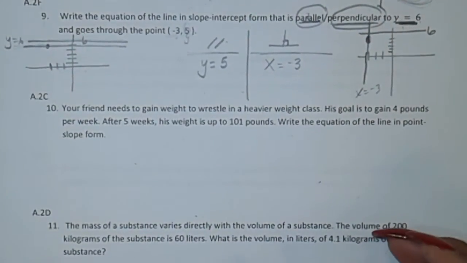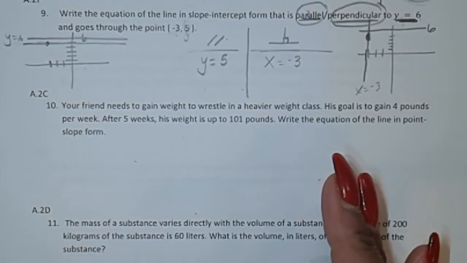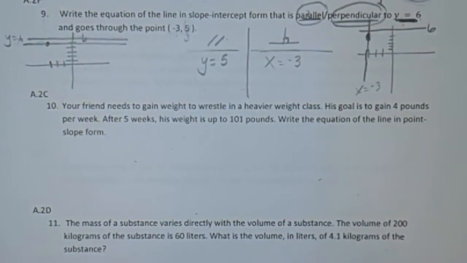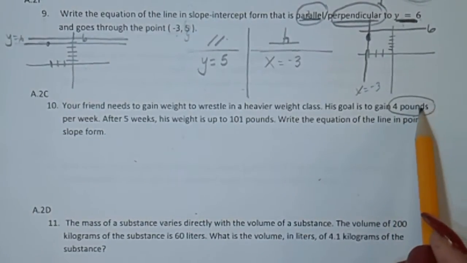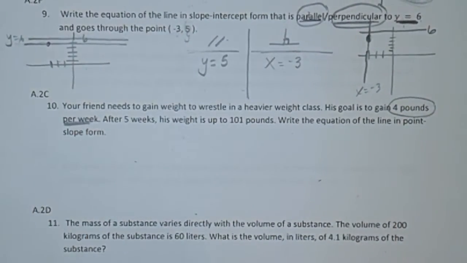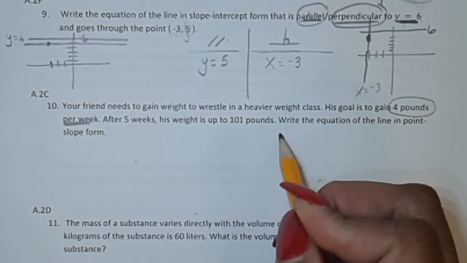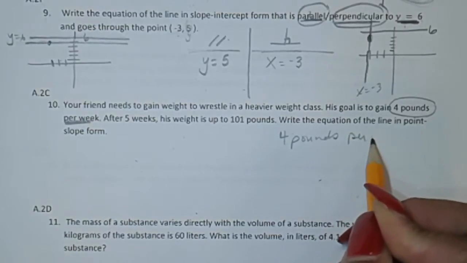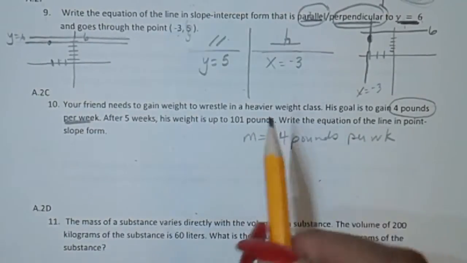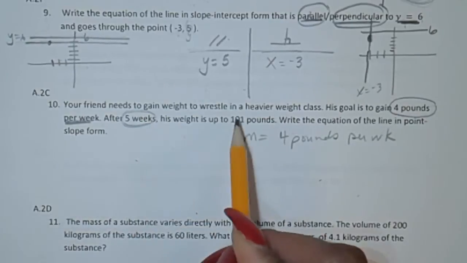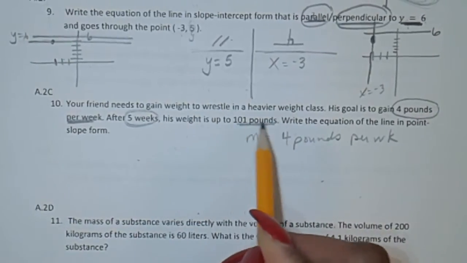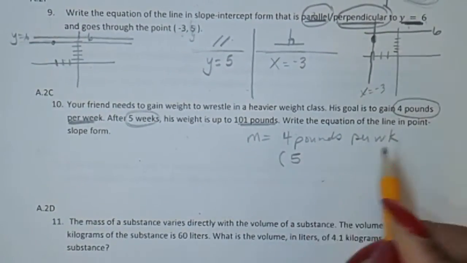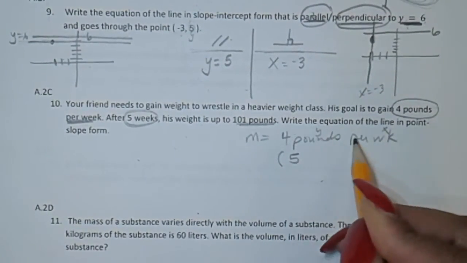Number 10. Of course you will read this problem, but to save time, I'm going to spot read and move forward. I have 4 pounds per week. That is the slope. 4 pounds per week. That's m. And 5 weeks, the weight is up 101 pounds. That's a point. This is your y, this is your x. Y per x.